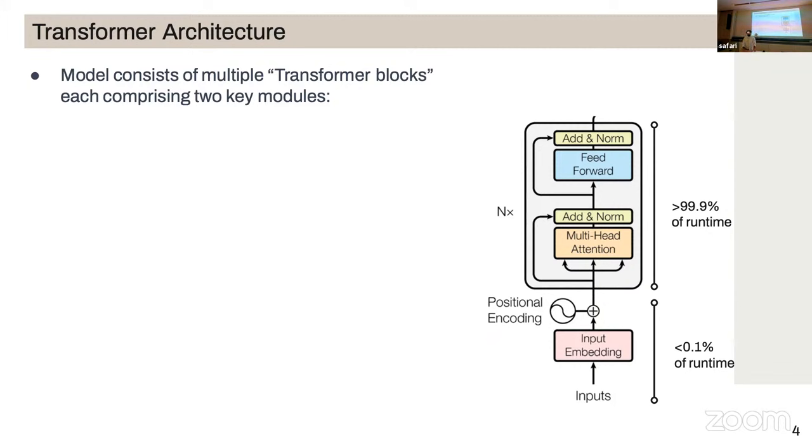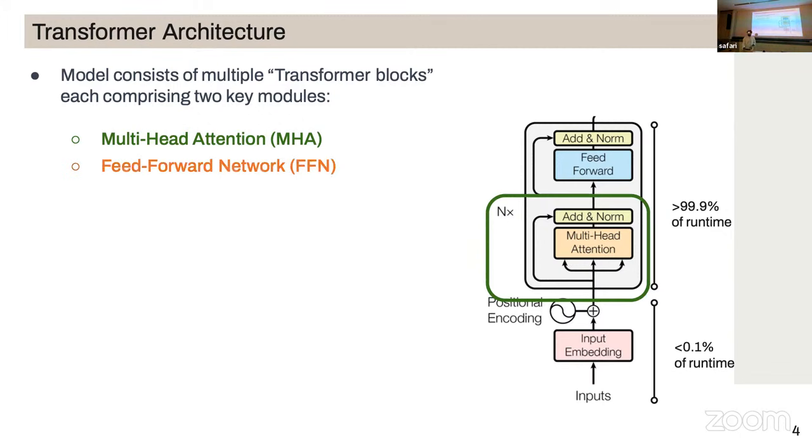So first of all, a whole transformer consists of multiple transformer blocks. And this is a transformer block. Within this transformer block, there are two modules. There's the multi-head attention module, which is this part, with the green box. And then there's the feed forward network in the orange box. They're stacked on top of each other.